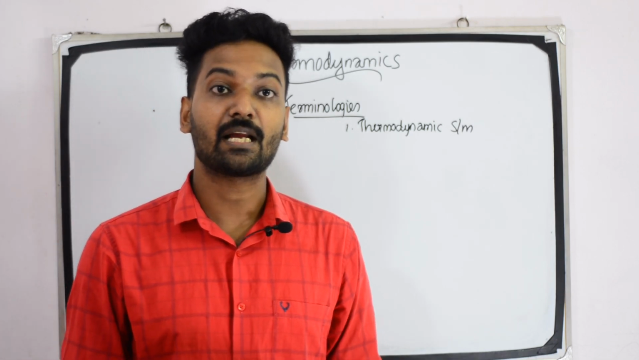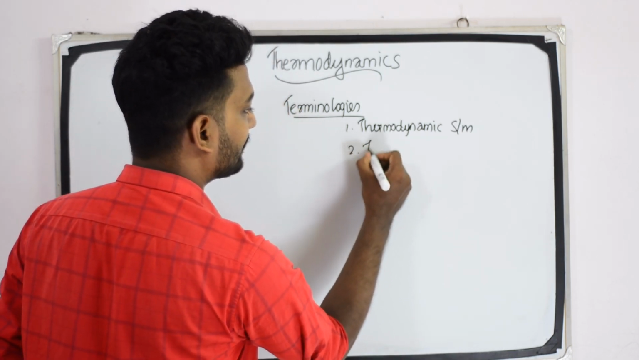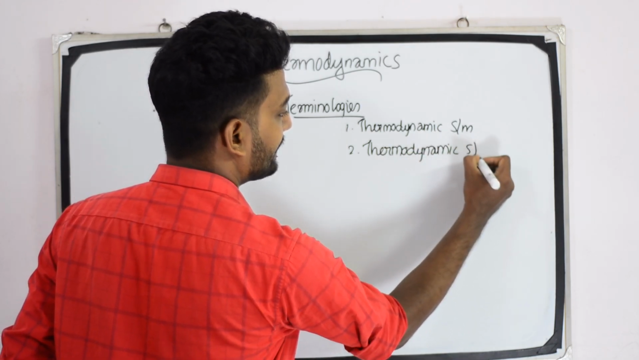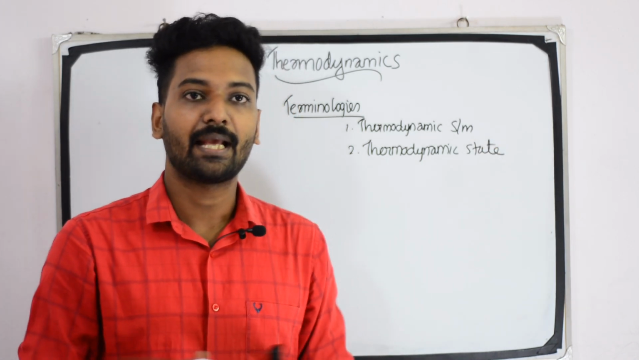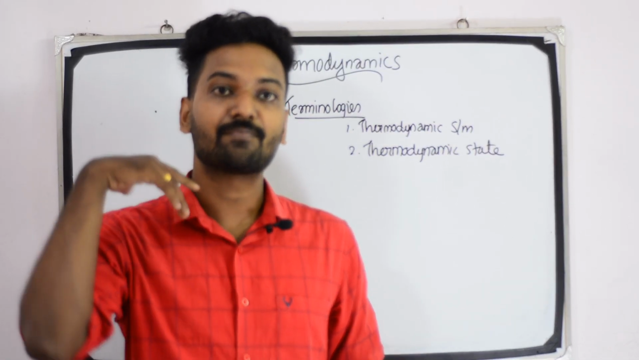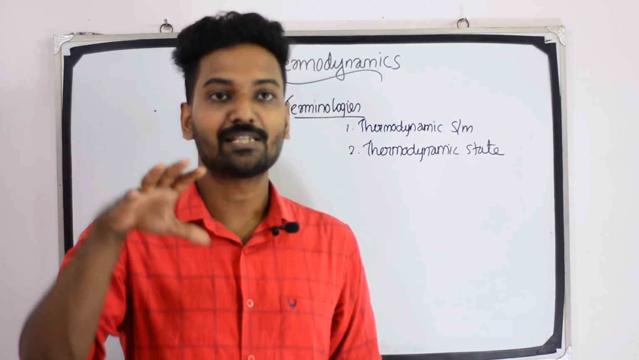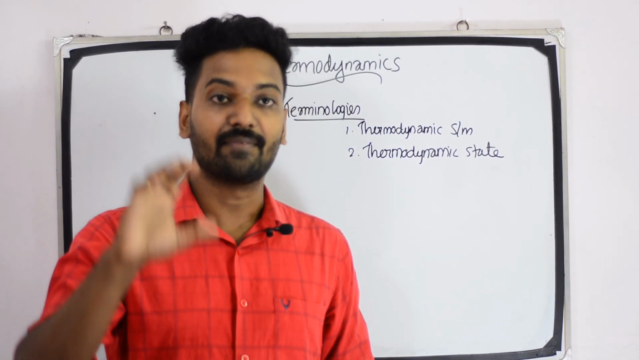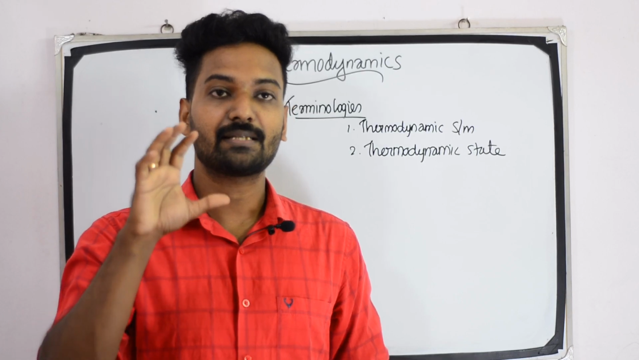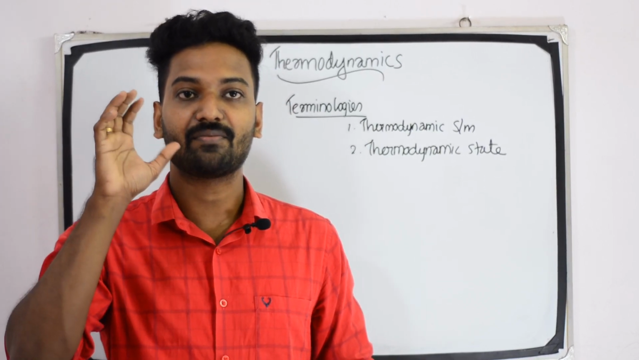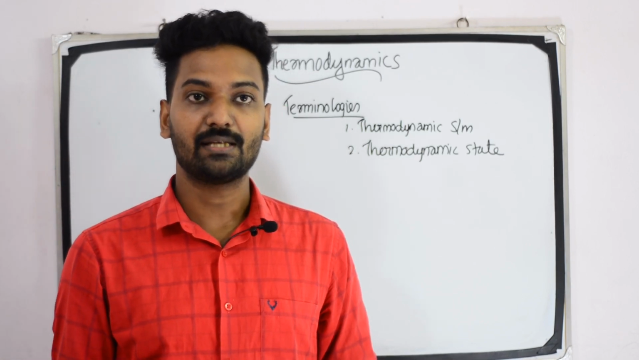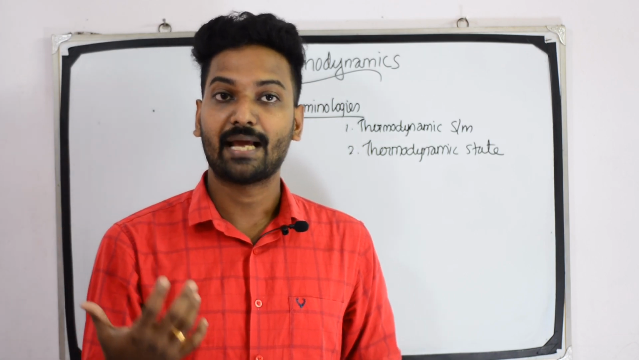The second one is thermodynamic state. A thermodynamic state of a system is its condition at a specific time that is fully identified by values of a suitable set of parameters known as state variables, state parameters or thermodynamic variables.